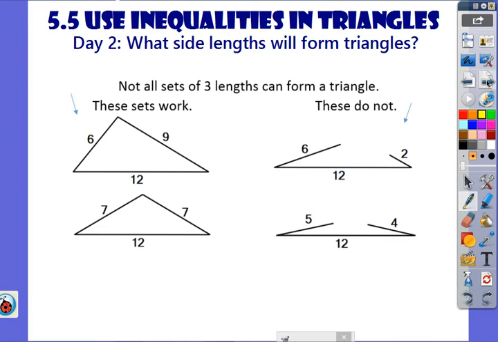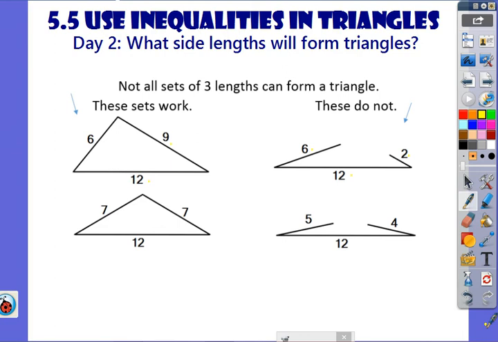And today we're talking about more relationships, but really it's all about sides today. We want to talk about what types of side lengths can make a triangle and what types of side lengths can't. For example, a 6-foot, 9-foot, and a 12-foot board will make a nice triangle. But if you try to do the same thing with a 6-foot, 2-foot, and a 12-foot board, not going to work, not going to span, not going to make a triangle.